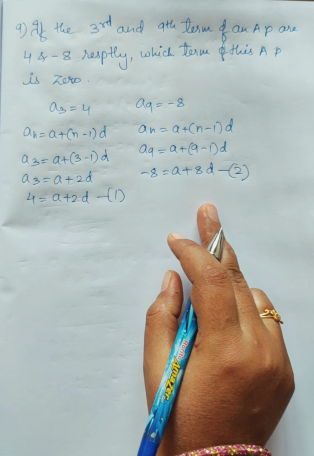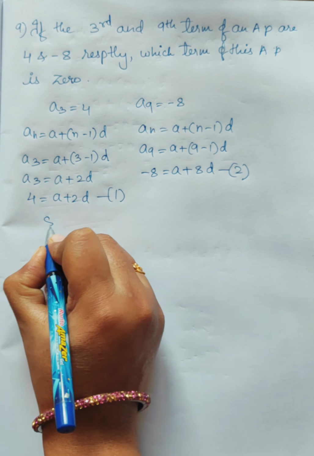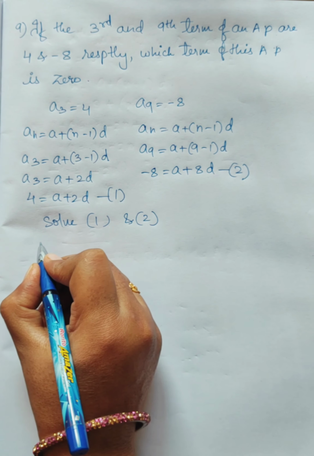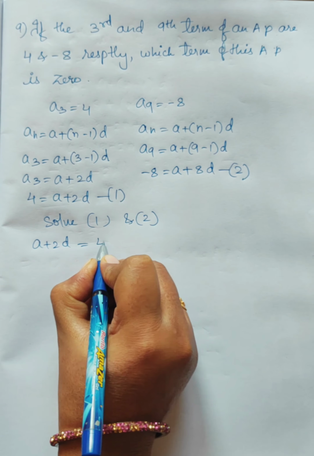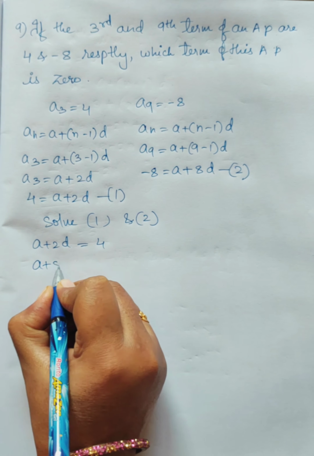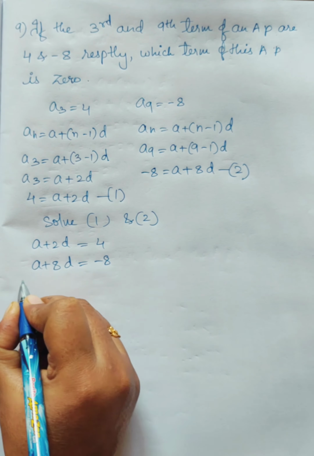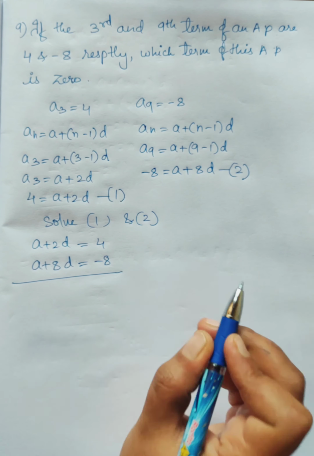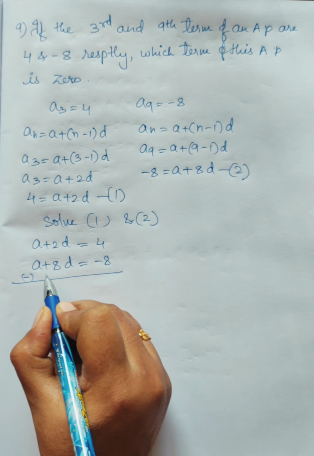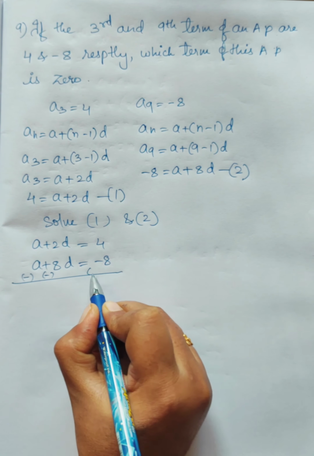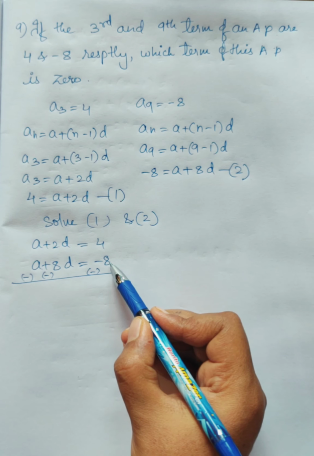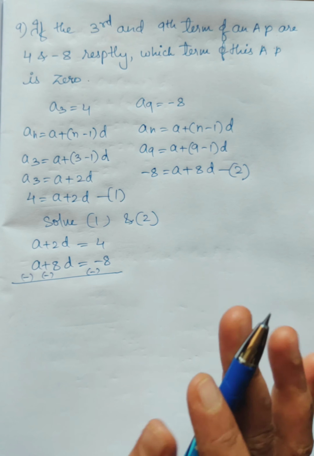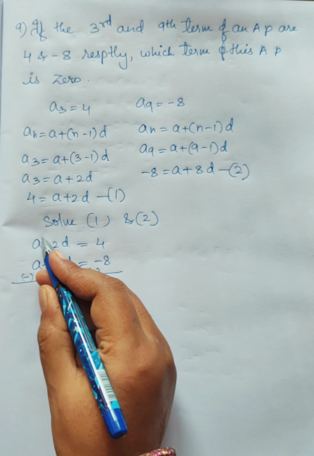How to solve simultaneous equations I have already told you. So solve 1 and 2. Equation number 1 is a plus 2d is equal to 4. Equation number 2 is a plus 8d is equal to minus 8. Now here what you are going to do, you are going to change the sign to negative throughout in simultaneous equations. So here it is minus, minus, and here also minus. Don't consider the sign of the number when you are solving the simultaneous equations, because throughout you are going to change to negative. Now here it is plus a minus a, it will get cancelled.